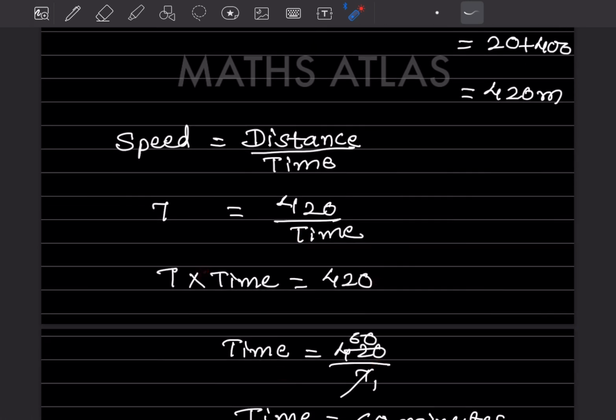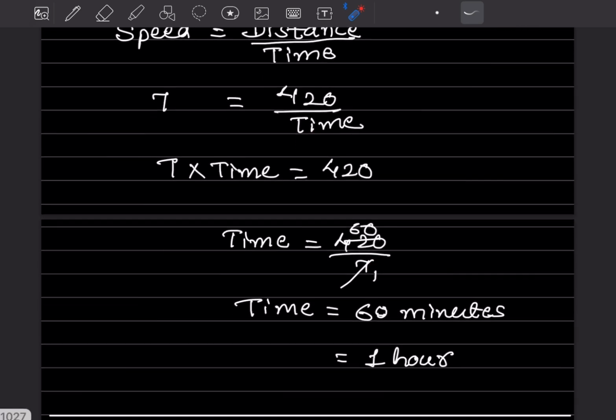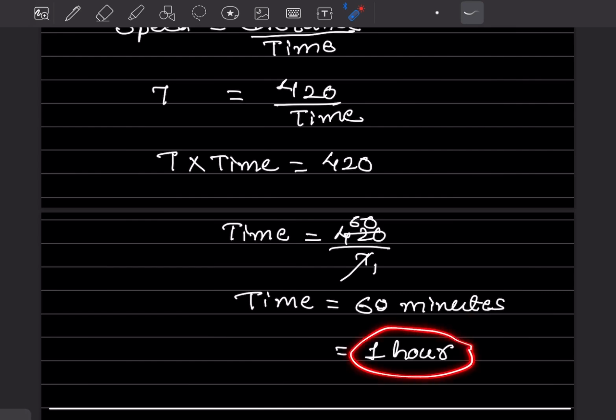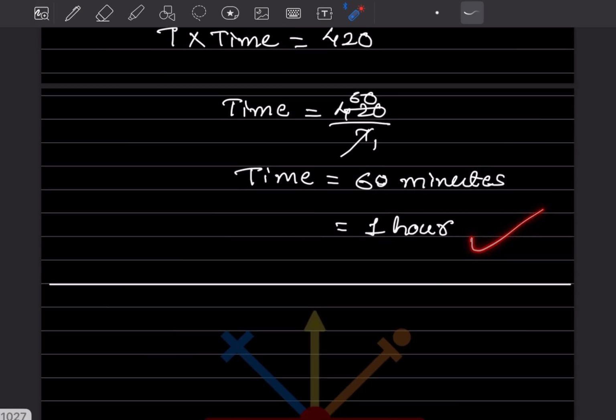This will go here, that is going to get divided. So that is going to be 60 minutes. So 60 minutes, that is 1 hour. So this is the answer.